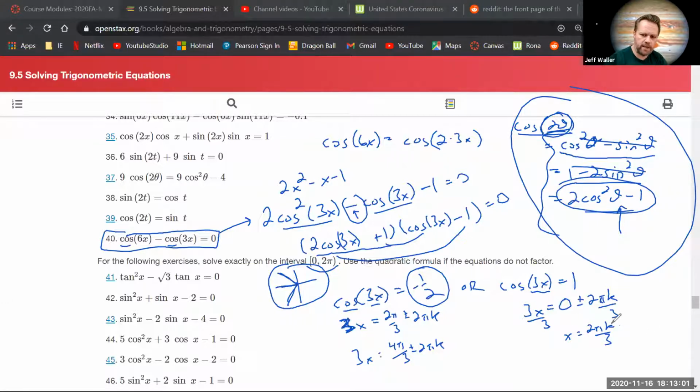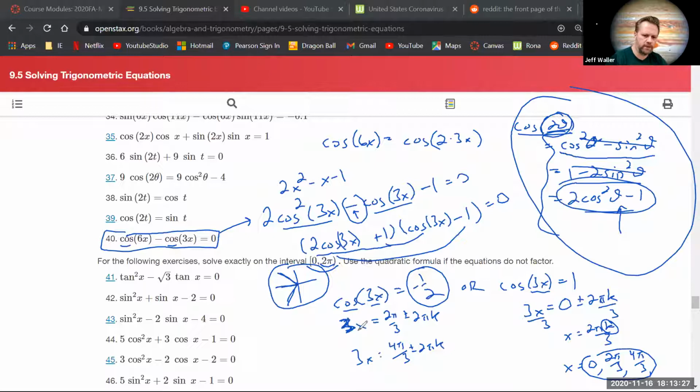And now I can make k plus or minus, who cares? I want x from 0 to 2 pi. I can make k 0, 1, 2, and I keep going until the next step would put it over 2 pi. So k is 0. If k is 1, it's 2 pi over 3. If k is 2, it's 4 pi over 3. If k is 3, it's 6 pi over 3, which is 2 pi, so I stop.